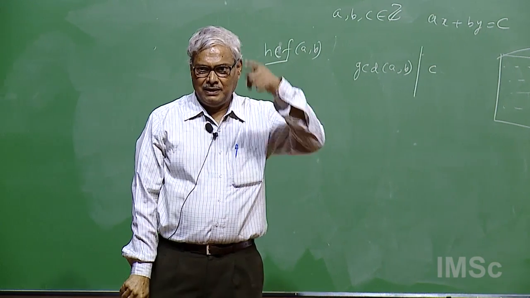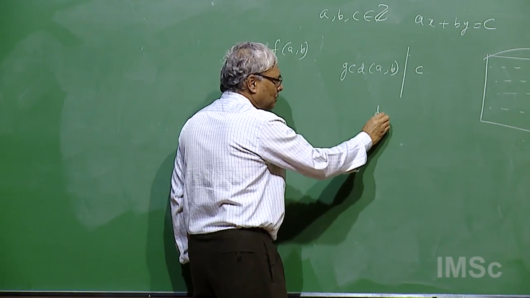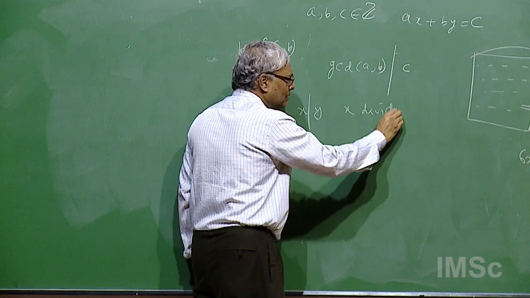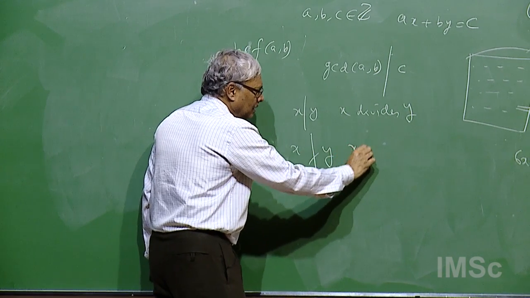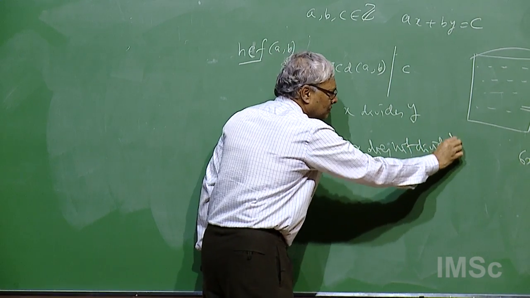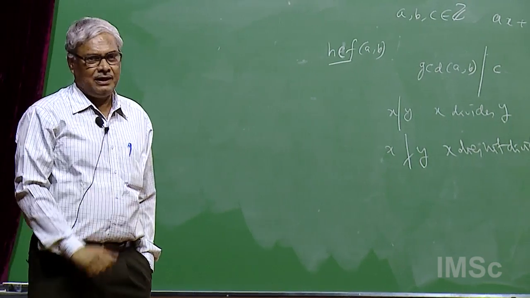You know this vertical symbol. The vertical symbol stands for divisibility. So if I write it like this, it means X divides Y. And if I write it like this, X does not divide Y. Okay. So that's a necessary and sufficient condition.